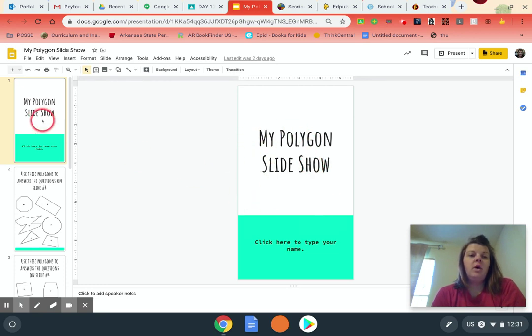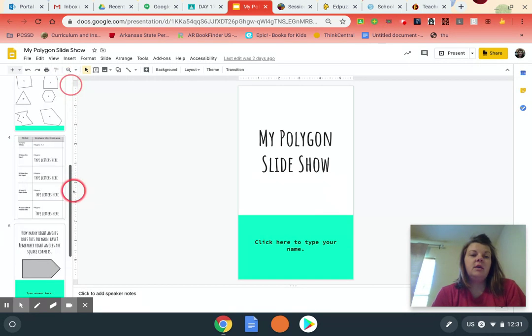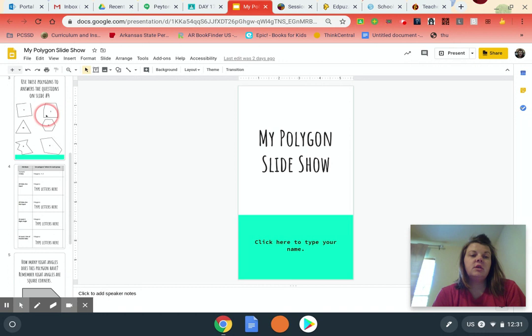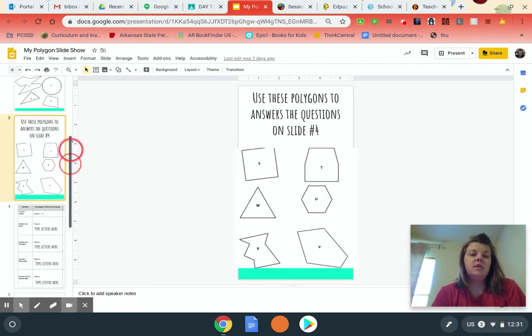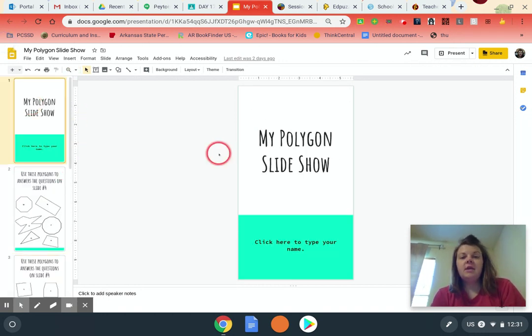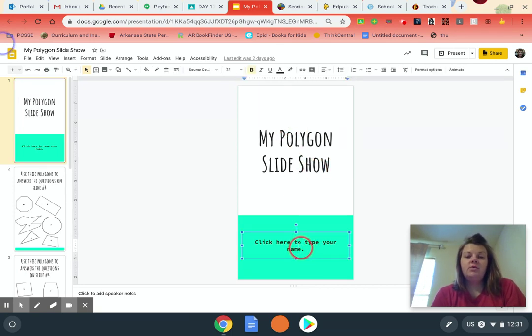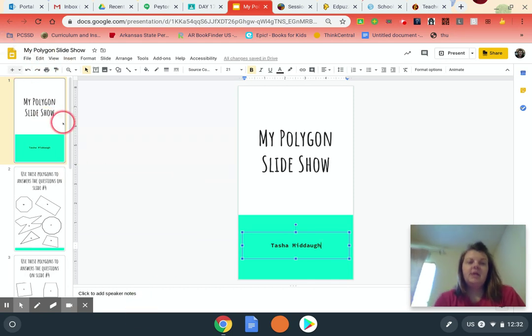This is slide 1. Each slide is numbered over here to the left. There's a scroll where you can skip to slides if you want to, and then you can just click it and it'll take you to that slide. But starting on slide 1, it says My Polygon Slideshow. You're going to click here and type your name. And that's just like the title. That's the front page of your slideshow.